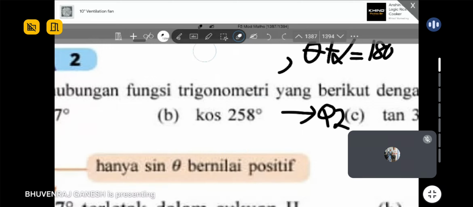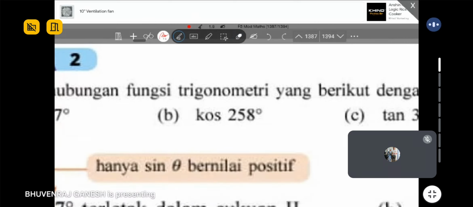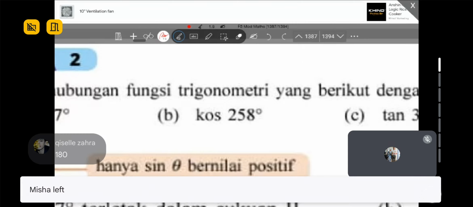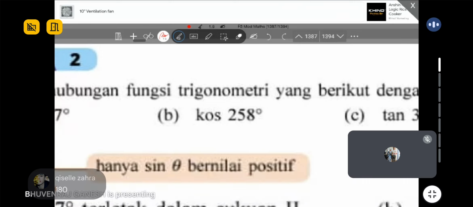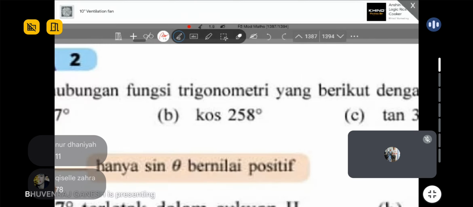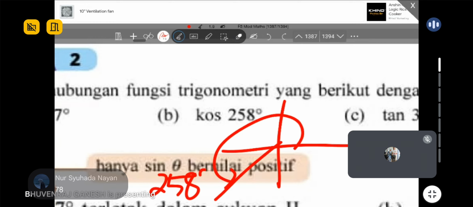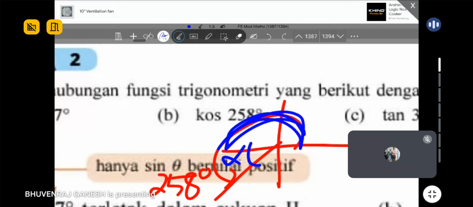First of all, what is your reference angle? Sudut rujukan untuk bahagian B. Can anyone tell? Sudut rujukan. Berapa kamu dapat? Yes, 78 degrees guys. Konsep asas. Okay, 258 dia kat sini. So sudut rujukan dia kat sini. This is your reference angle alpha. So macam mana dapat alpha? 258 tolak 180. Okay, so alpha sama dengan 78.